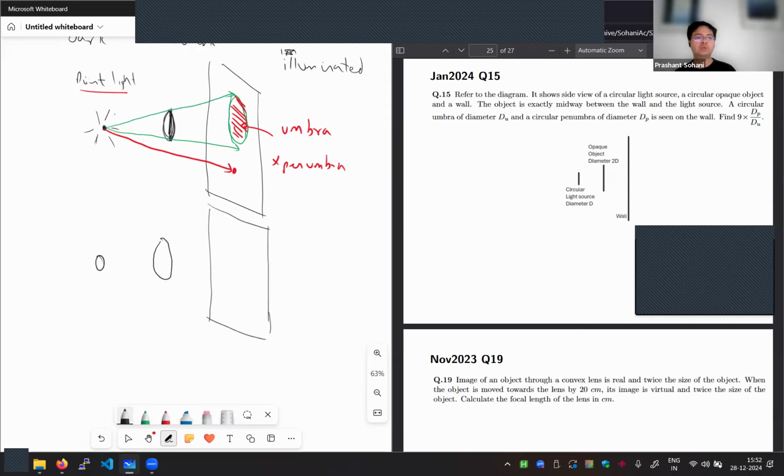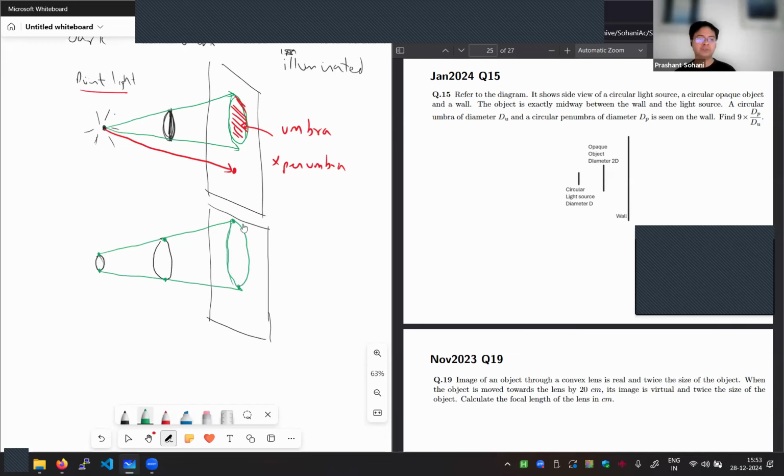Now what is going to happen? There are two things going to happen. If I take the top of my light source and the top of my object and I trace it like this, it will reach the screen somewhere over here. And if I take the bottom of my light source and bottom of the object and trace it, it will reach somewhere over here. Okay. And like that, I'll get a ring of shadow over here.